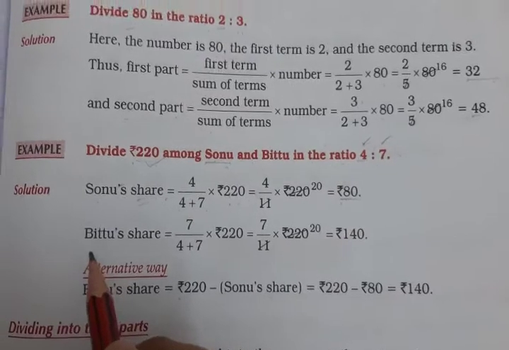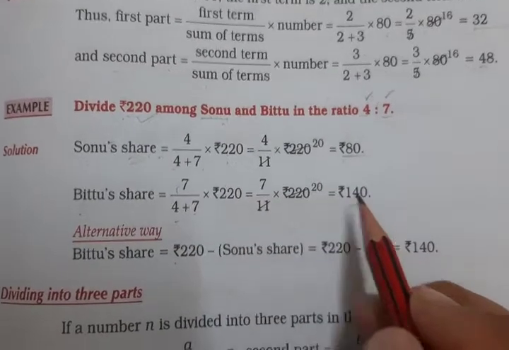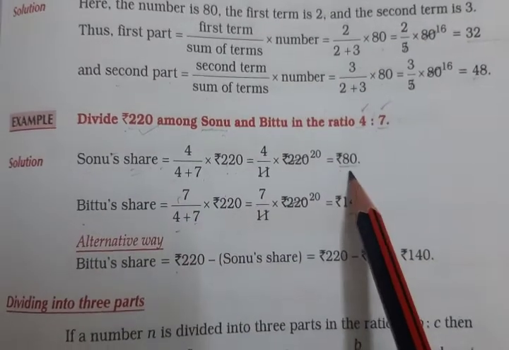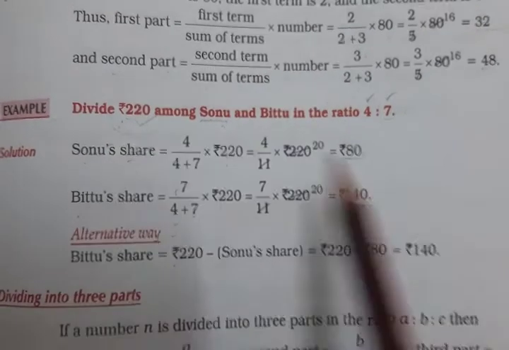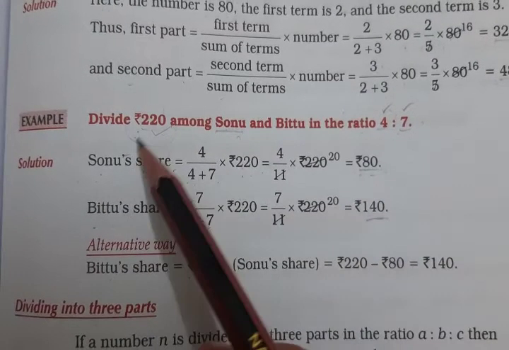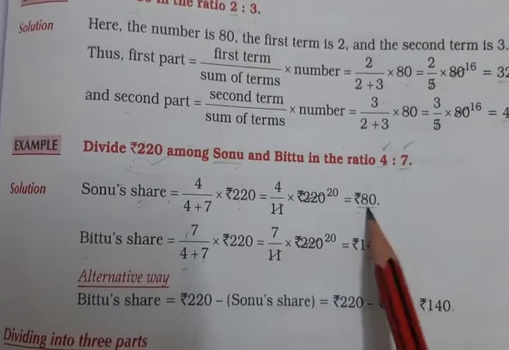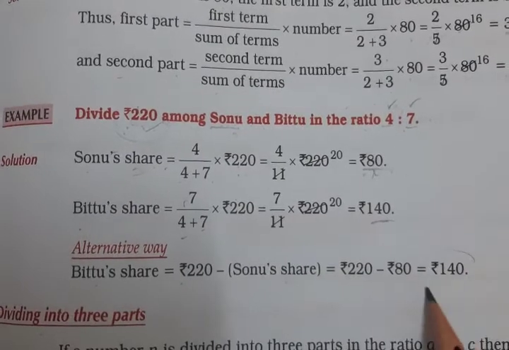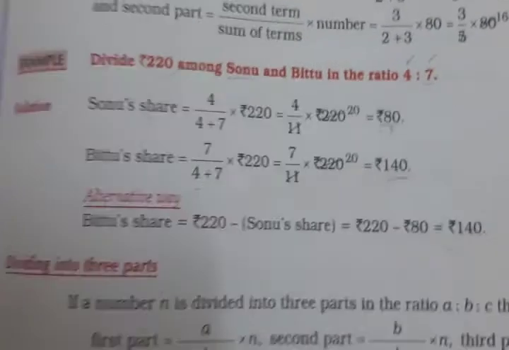Now how to find Bittu's share? We will write the second term divided by 4 plus 7, into this, that is n. One more way to find Bittu's share: if we find the Sonu share, the total rupees is this, Sonu will get 80 rupees. Then how much is Bittu's share? That is the total minus Sonu's share, that is equal to, minus karke, simple also. If you have to do it by this method, then you can do it by this method.